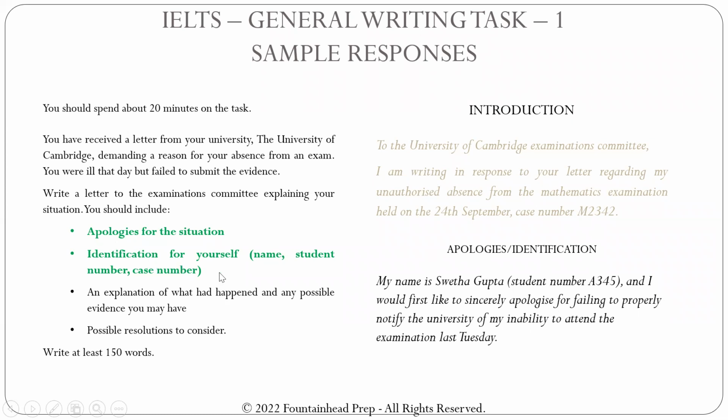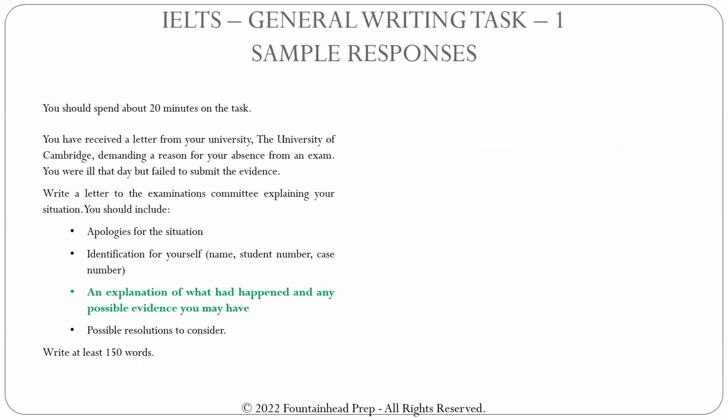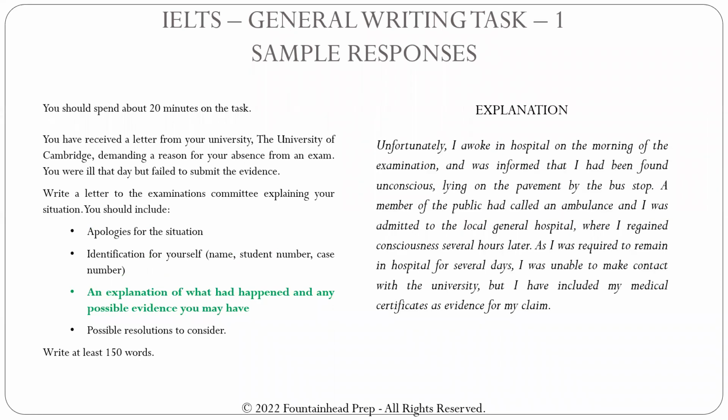Because here they have only told you to write this much, so that is the only thing that you're going to write. Unnecessarily no expansion in task 1. Remember that. Task 2, you have to do all those things. Task 1, don't spend more than 20 minutes. Remember, always remember this. Don't ever spend more than 20 minutes. Now, the third part is the explanation of what had happened and any possible evidence you may have. Now, in this, you are going to explain.